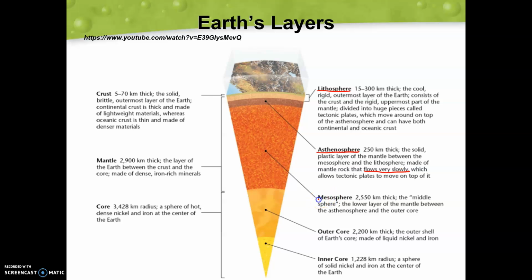Our mesosphere is the middle sphere, and it's below the asthenosphere. Nothing super special happens here, but we're going to see that there. Our outer core is a shell made of liquid nickel and iron, and then our inner core, we have a solid nickel and iron. Remember, our core, very high temperatures, and a lot of pressure is going to be found there.